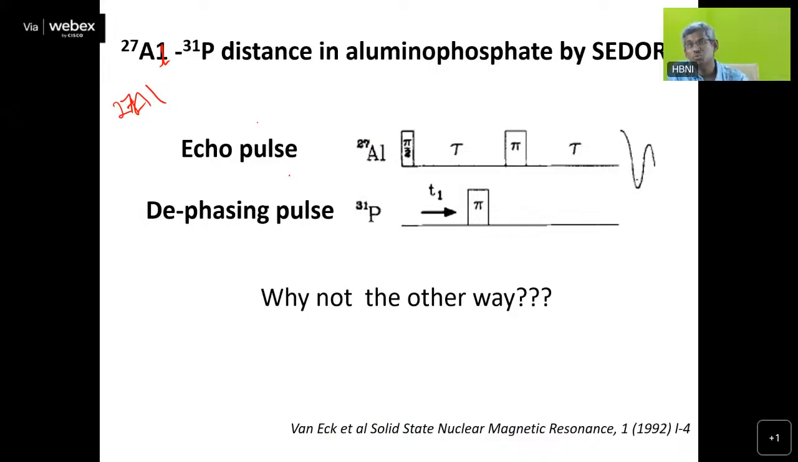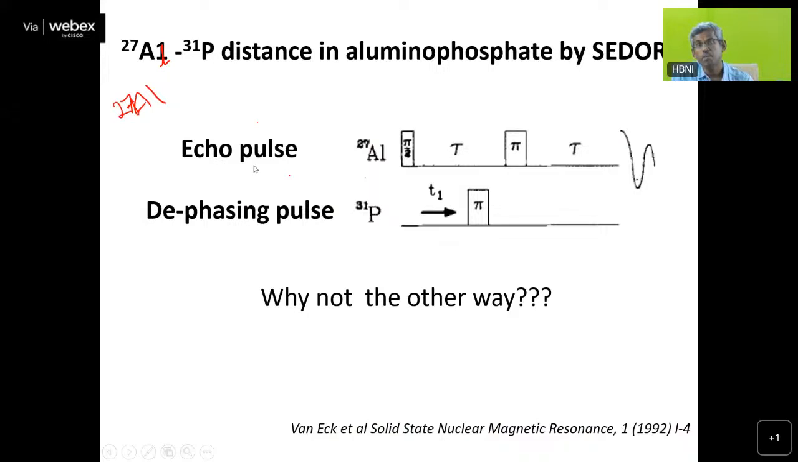So let us try to understand how to evaluate aluminium to phosphorus 31 distances in aluminophosphate by a technique called SEDO. What is SEDO? SEDO is nothing but spin echo double resonance. These are all called double resonance. Why double resonance? Because two nuclei we are simultaneously probing. Aluminium also probing, phosphorus 31 also probing. Not single resonance. And since spin echo is involved, we call it spin echo double resonance. This is a very, very old paper which I am showing here. Almost 30 years back, this technique was established. Of course, pulse modifications have been done to improve the signal to noise ratio.